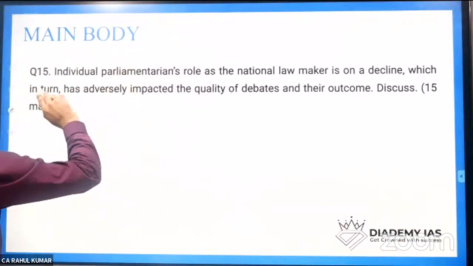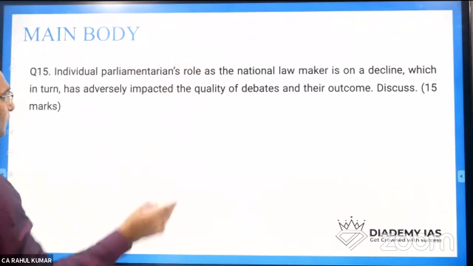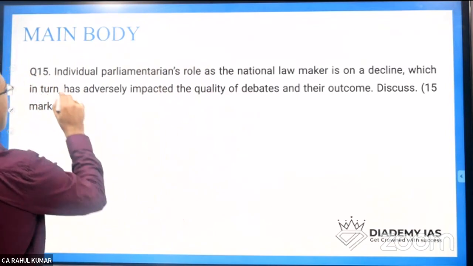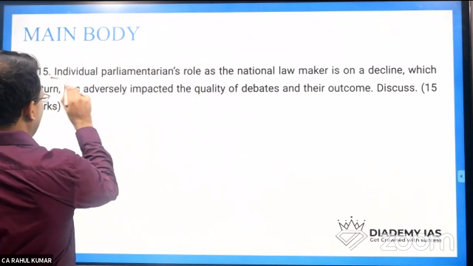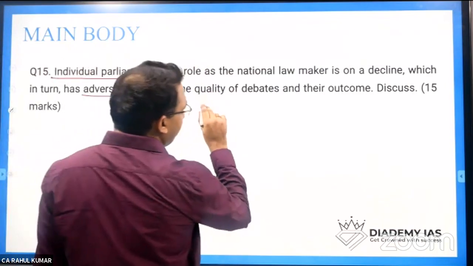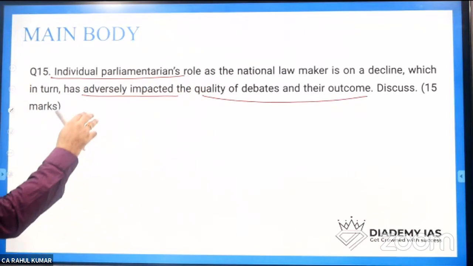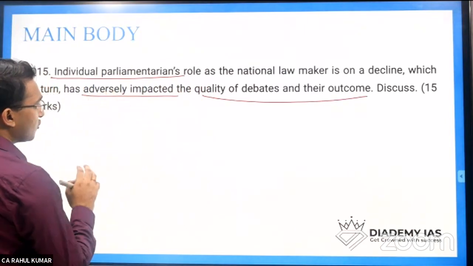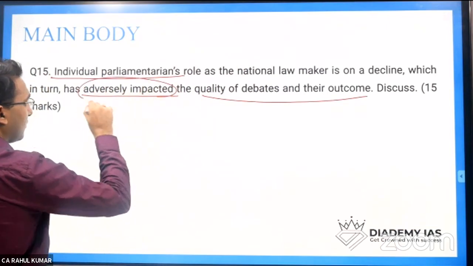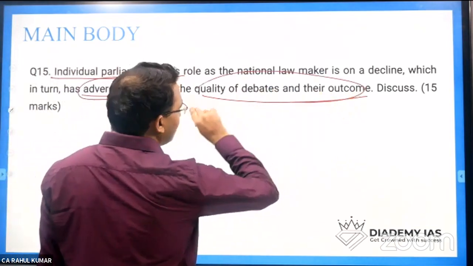For example, this is a question: individual parliamentarians' role as the national lawmaker is on a decline, which in turn has adversely impacted the quality of debate and their outcome. Okay, so here we will underline individual parliamentarian, adverse impact on the quality of debate and their outcome. So when we are giving the answer, we will look into what is the adverse impact and how the quality of debate and their outcome is declining.